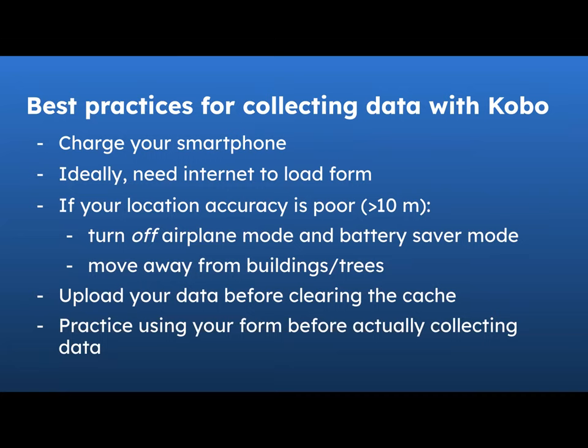Ideally, there's ways to get around this, but easiest to have internet to load the form. So do that before you go outside or to a remote area. Once the form is on your phone, you can collect the data offline. If your location accuracy is poor, turn off airplane mode and battery saver mode. Move away from buildings and trees. Once you get back inside with internet access, make sure your data is uploaded before your phone does anything funky with clearing the cache and you lose all your data.